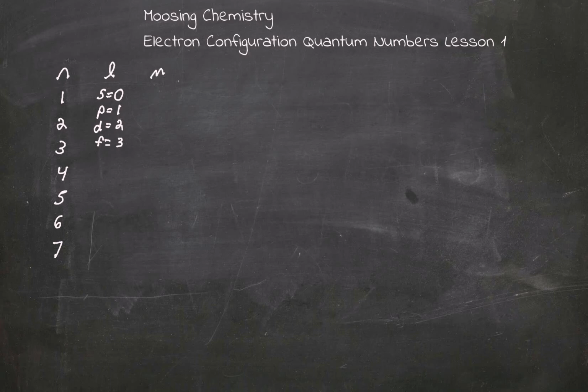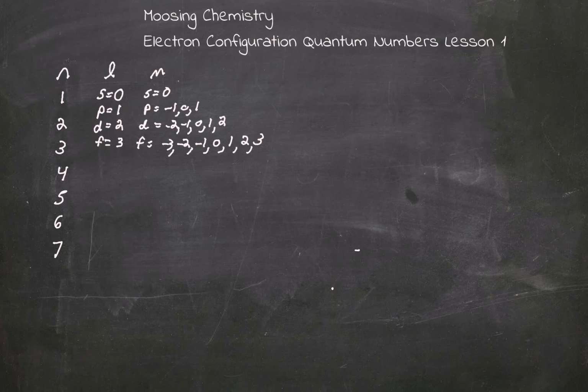The M number, if it's an S, has a value of 0. If it's a P, it is equal to -1, 0, 1. These are the possibilities. D is -2, -1, 0, 1, 2. And then F, of course, is going to be -3, -2, -1, 0, 1, 2, 3.